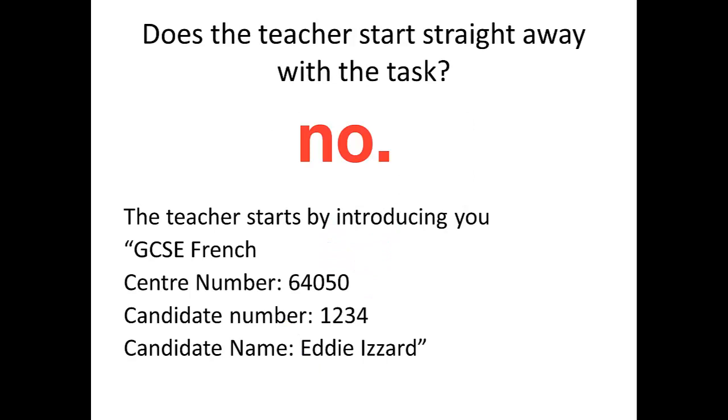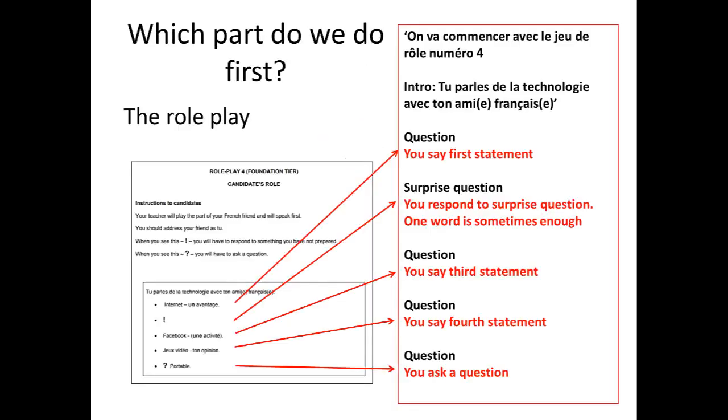Your teacher starts the recording and announces the exam, the centre number, your candidate number and your name. Then the role play starts, but you don't start speaking yet. Your teacher will start. So your teacher announces that you'll start with the role play. They'll say this in the target language. So in French, on va commencer avec le jeu de rôle numéro 4, for example. And then they say the introduction, which is on the card. Here, tu parles de la technologie avec ton amie française.